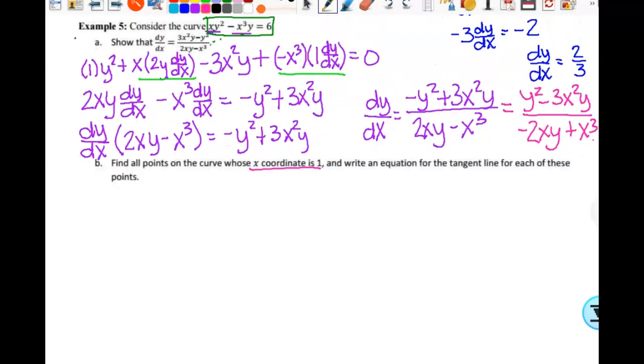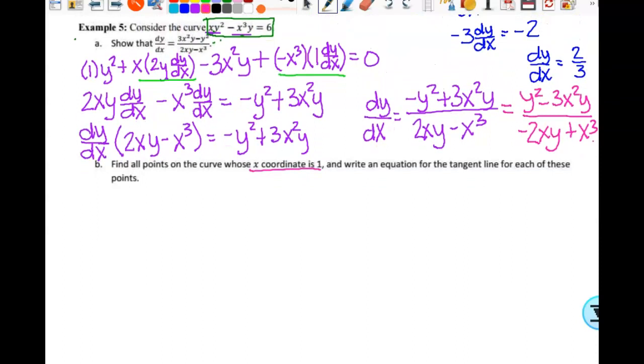And I substitute it in, exactly. If I want my y-coordinate, do I substitute it into dy/dx or the original? The original. The original is going to give me my y-coordinate, right? So let's substitute it into that. Substitute x = 1 in for x. So this is going to give me 1 times y squared minus 1 cubed times y equals 6.